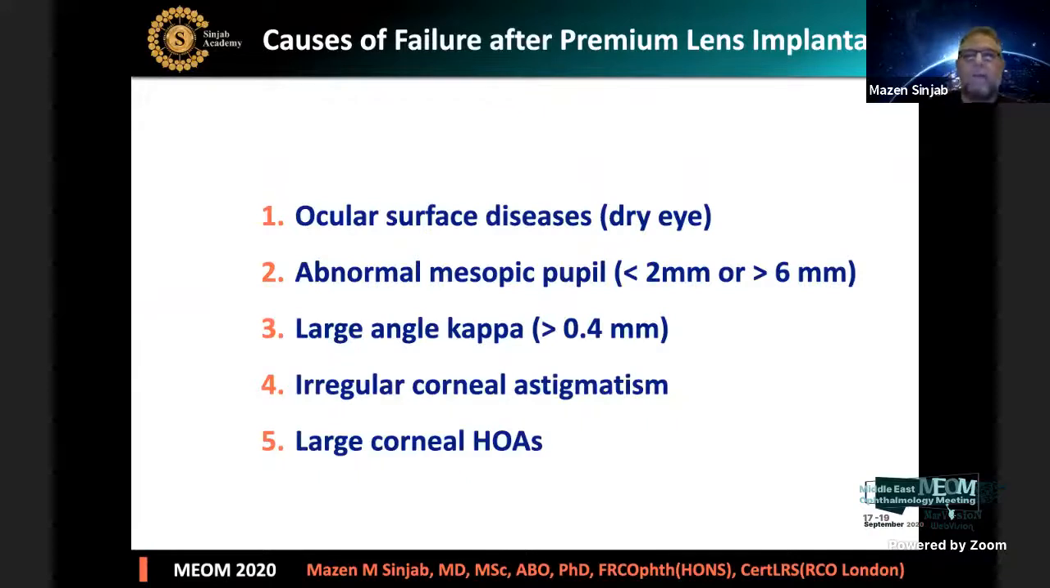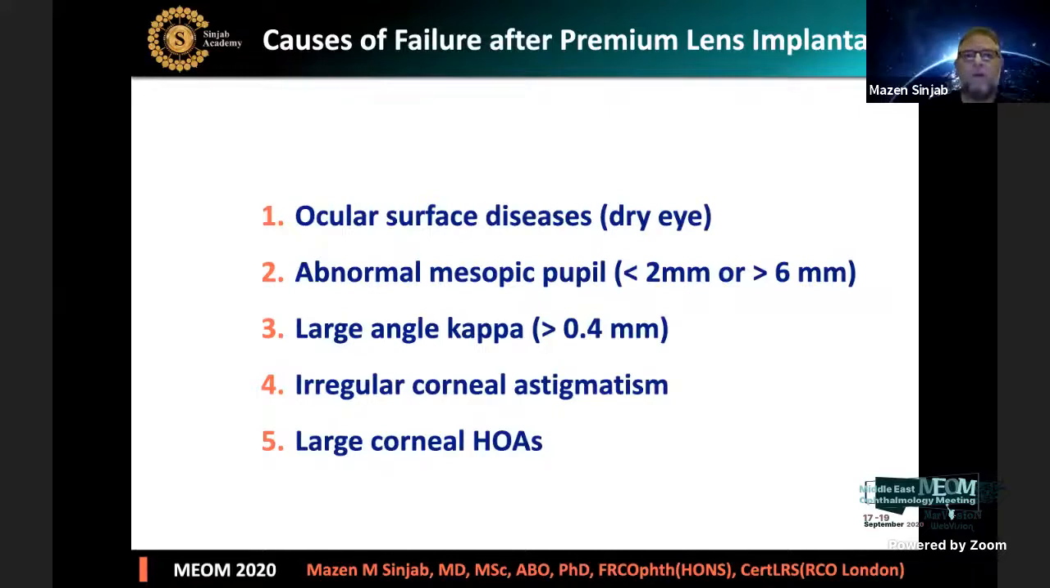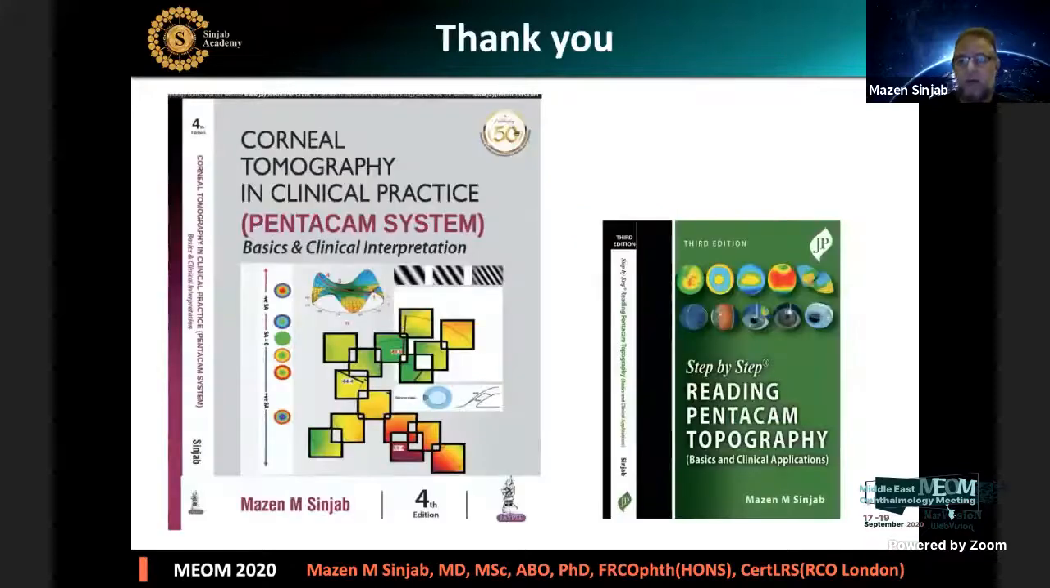Now, as a summary, because this is the last slide. The causes of failure after premium IOL implantation are ocular surface disease, dry eye, abnormal mesopic pupil if it is less than 2 millimeters or more than 6 millimeters, large angle kappa if it is more than 0.5 millimeter, irregular corneal astigmatism, and large corneal high order aberrations. And thank you very much.